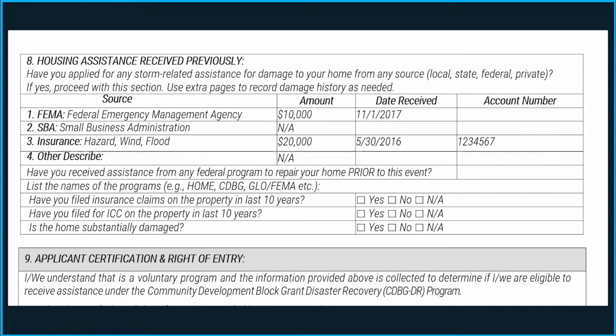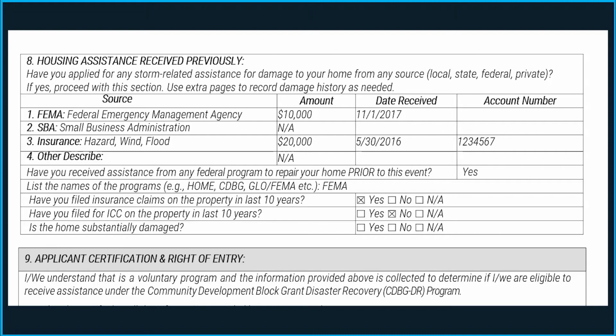The next question is, have you received assistance from any federal program to repair your home prior to this event? Meaning, prior to the events listed on the application, has the applicant received any additional federal assistance for repair to the home? List the names of the programs for assistance. Has the applicant filed insurance claims on the property in the last 10 years? Has the applicant filed for increased cost compliance on the property in the last 10 years? If a property flooded more than 3 times, homeowners may have applied for increased cost compliance to elevate the home.